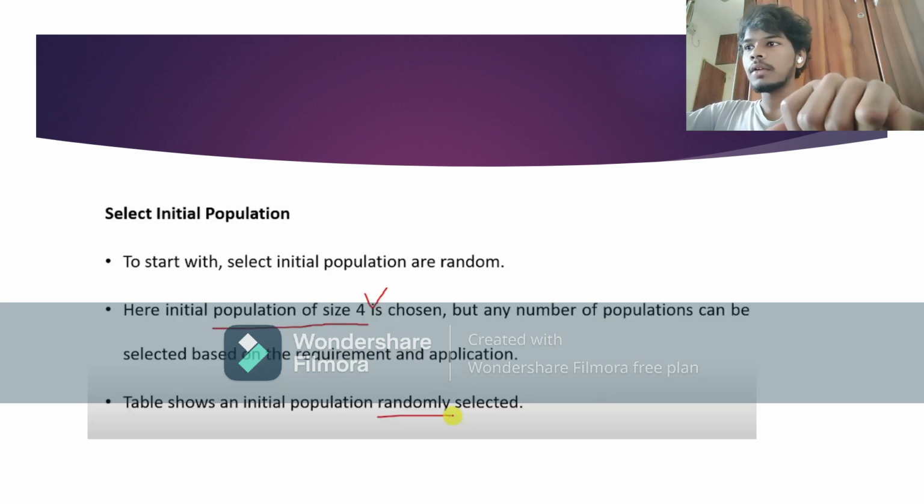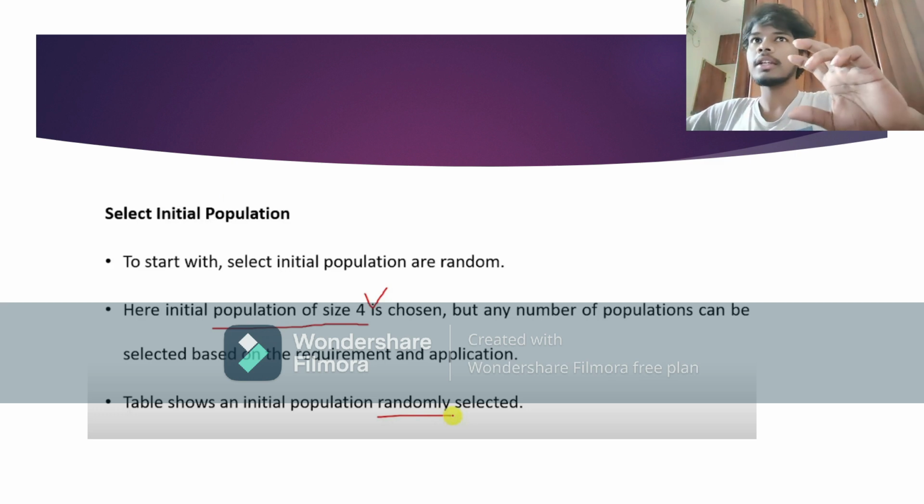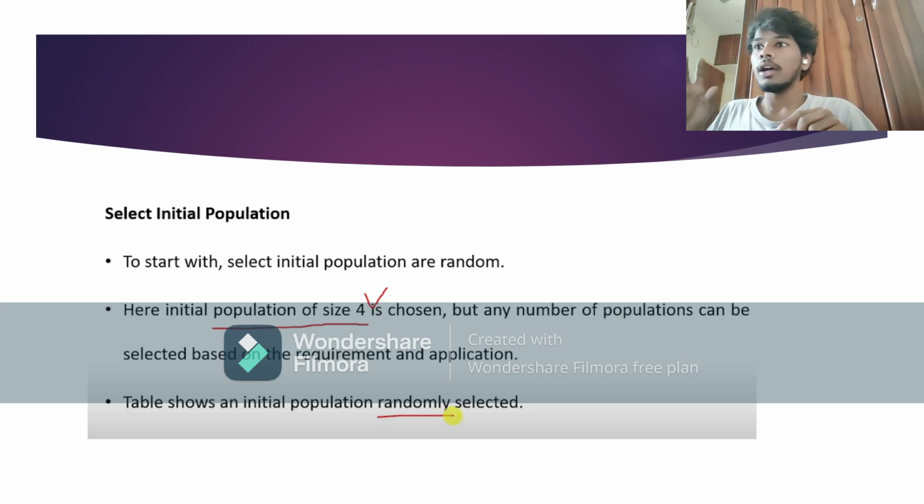Then we have to select the initial population, which is a set of solutions, and then apply the remaining steps of the genetic algorithm. So to start with, select the initial population randomly. Here an initial population of size 4 is chosen, but any population size can be selected based on requirement and application. The table we will be drawing next shows the population which is randomly selected.